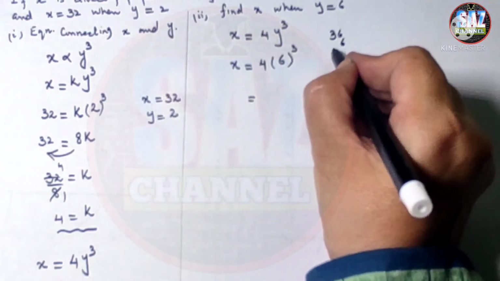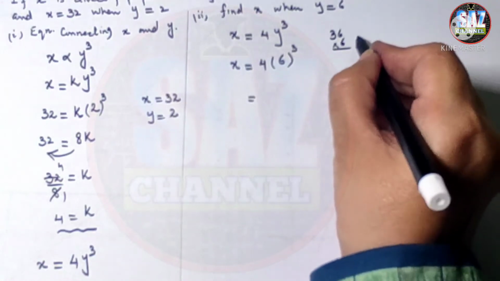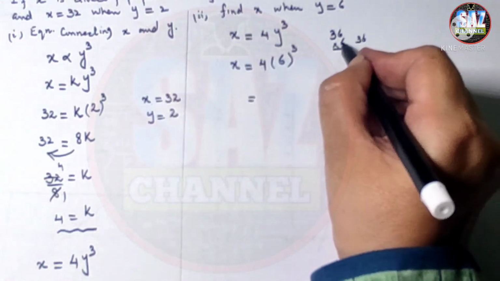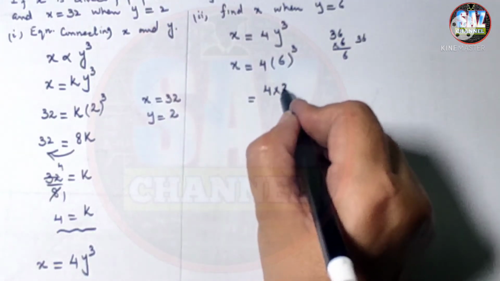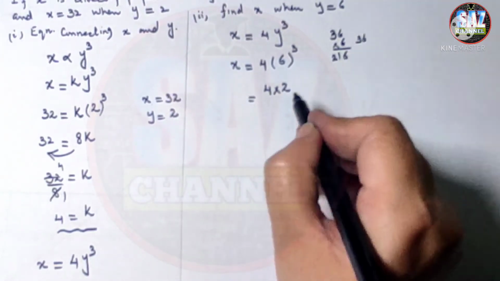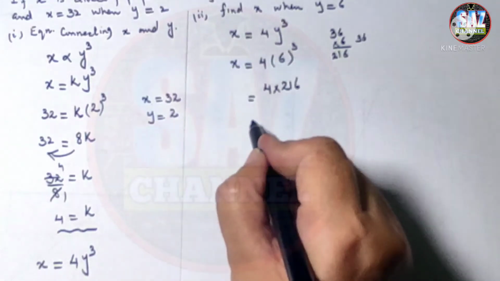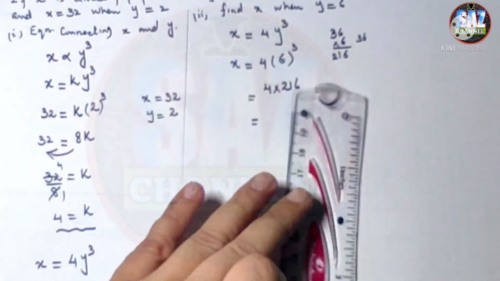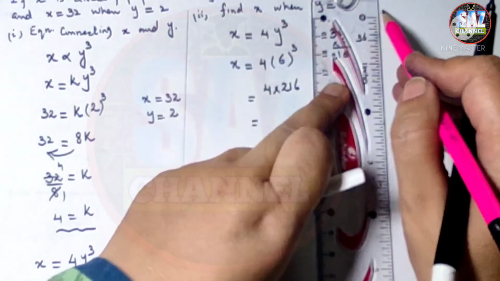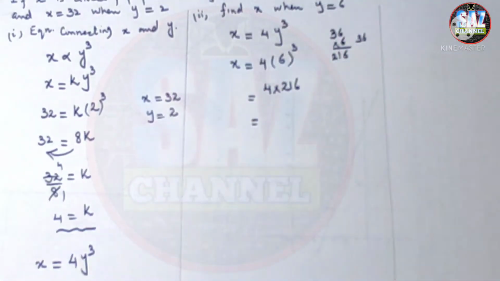36 multiplied by 6. 6 6s are 36. 3 6s are 18 and 3 is 21. 4 times 216. And now what we have to do is that we have to again multiply 216 by 4, and the calculation will be done mentally, and we are not going to use a calculator at all.